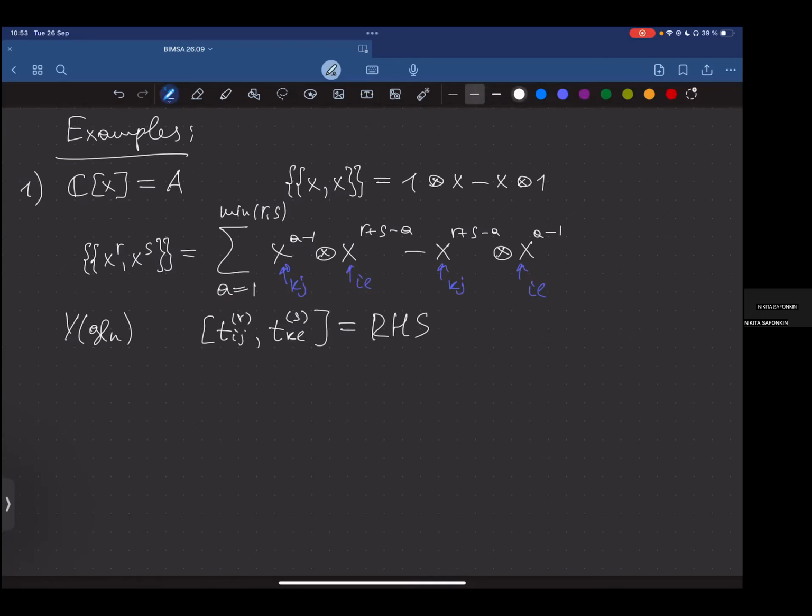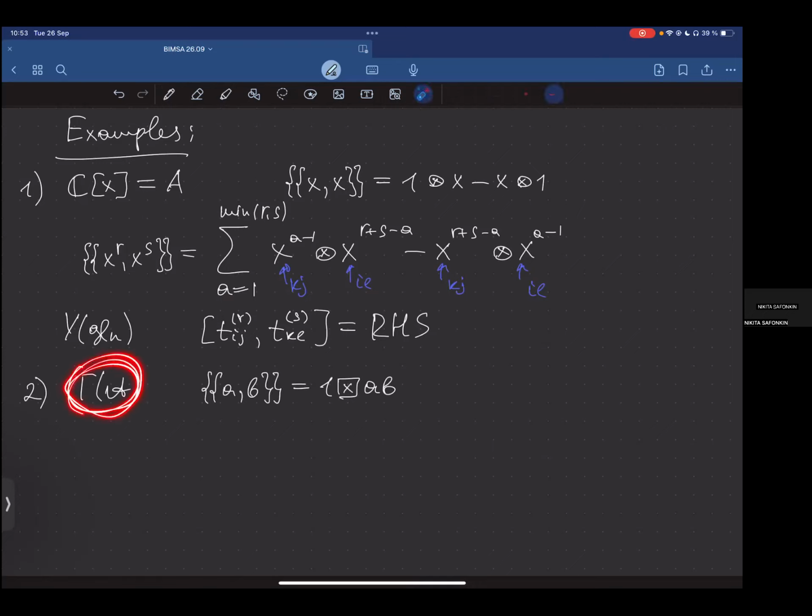But for my purposes, I need a more general Poisson bracket. This Poisson bracket is going to live on the free algebra T of A. And this Poisson bracket is defined as follows. Here I would like to put this boxed tensor product in order to distinguish it from the ordinary tensor product that lives inside the free algebra.